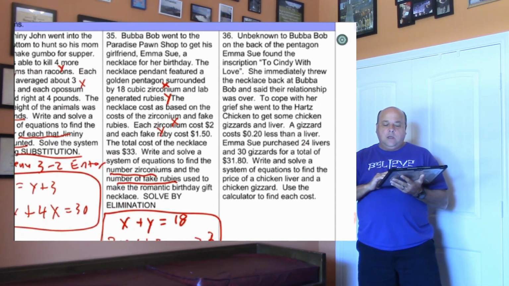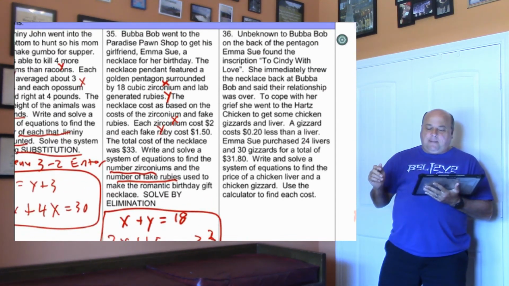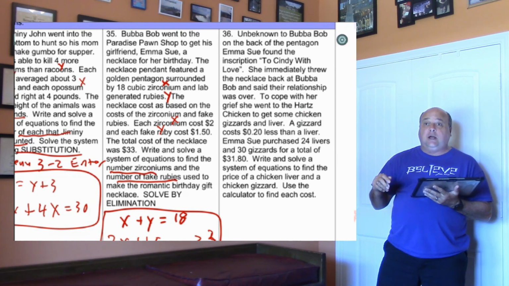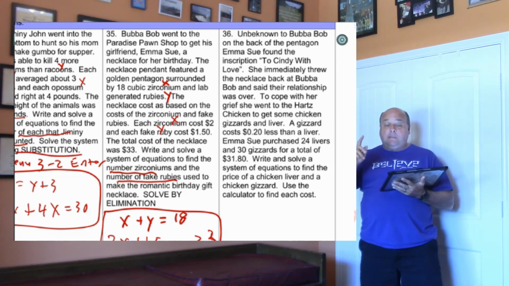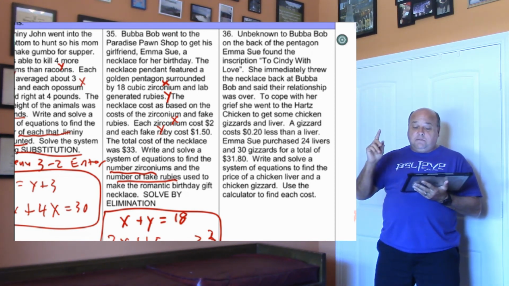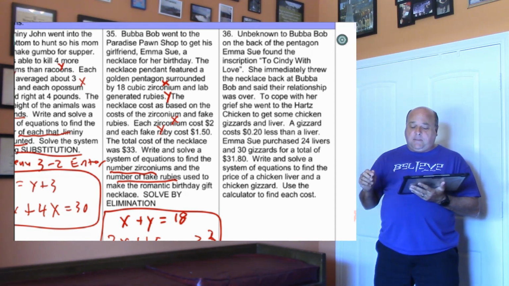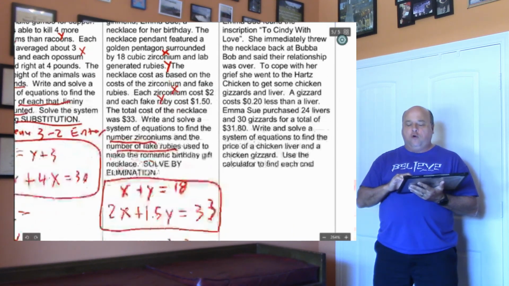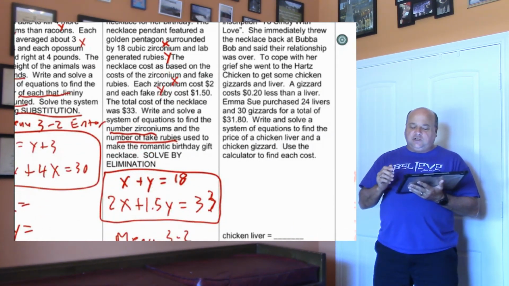Okay. Unbeknown to Bubba Bob, on the back of the pentagon, Emma Sue found the inscription "To Cindy, with love." Never, ever buy jewelry in a pawn shop, because you don't know who had it before. It could be to another lady. Bubba Bob is in trouble. She immediately threw the necklace back at Bubba Bob and said their relationship was over. Guys, it is over.